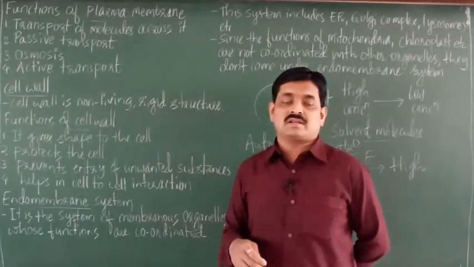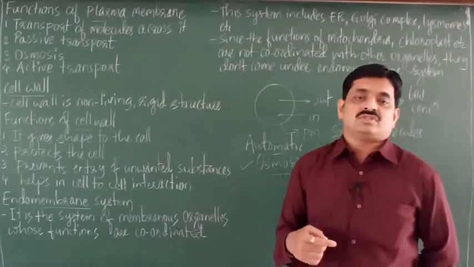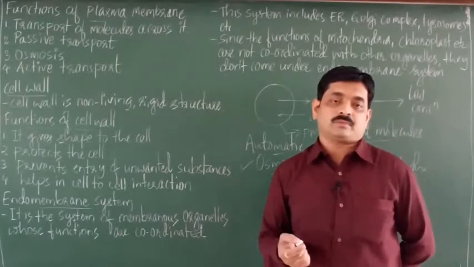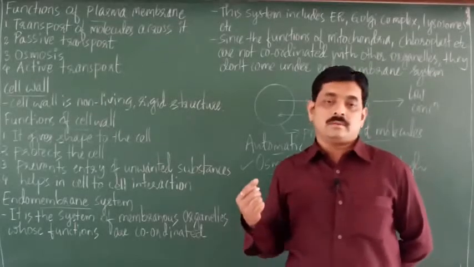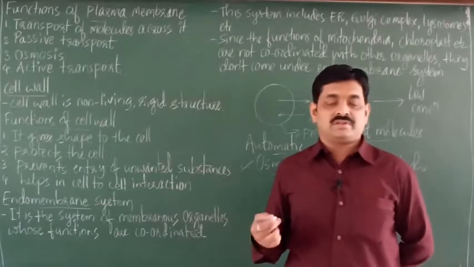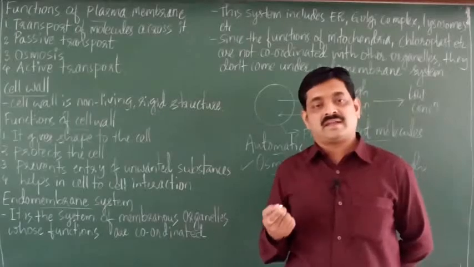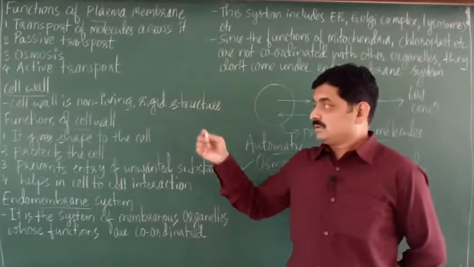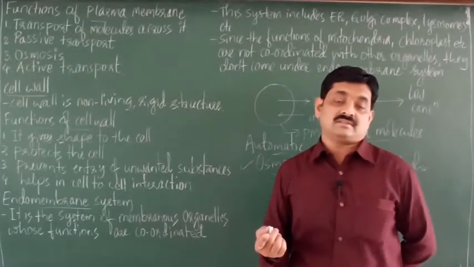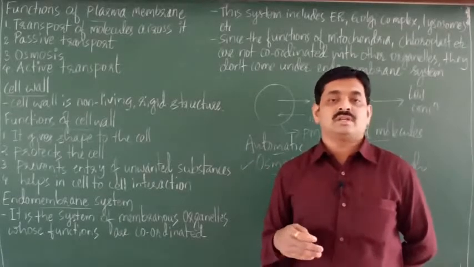Next we shall consider the cell wall. Cell wall is commonly found in plant cells, right? Even it is found in some fungi. Even it is found in some prokaryotes like bacteria. With respect to plant cells or fungal cells, it is the outer covering. So cell wall forms the outer covering.